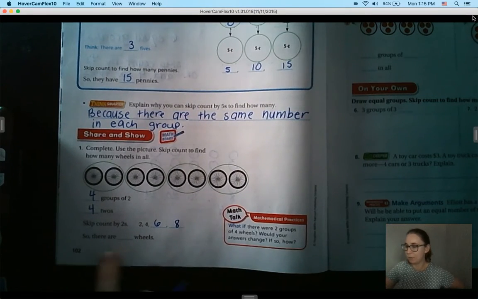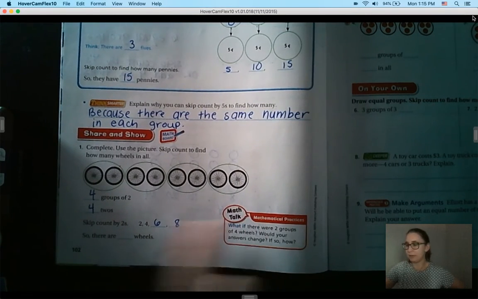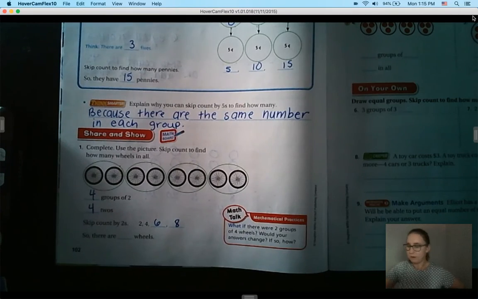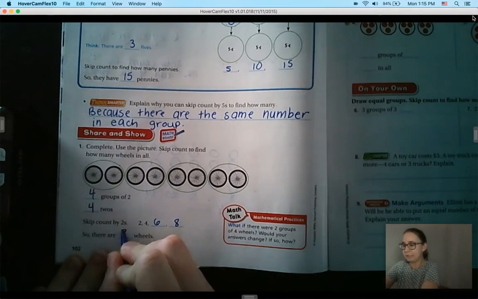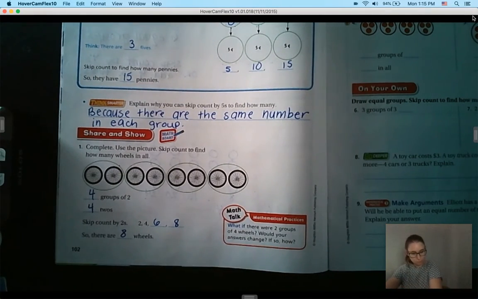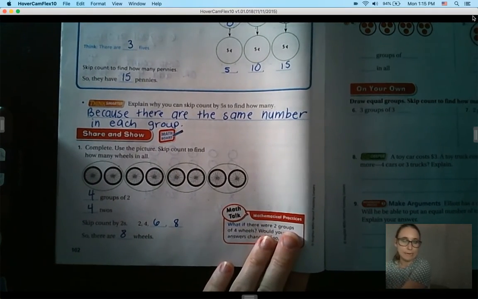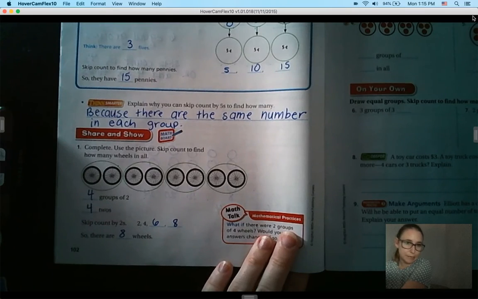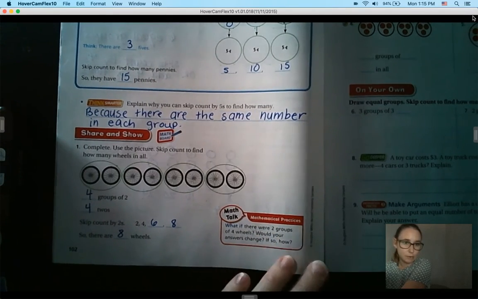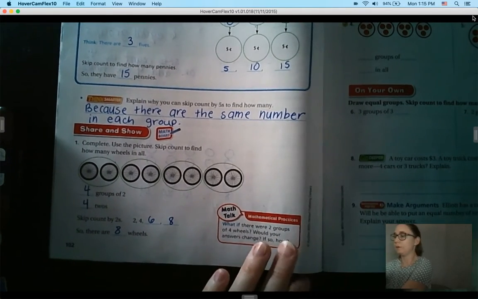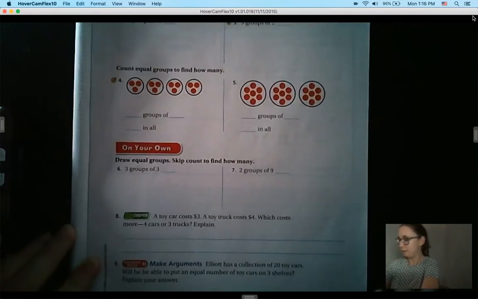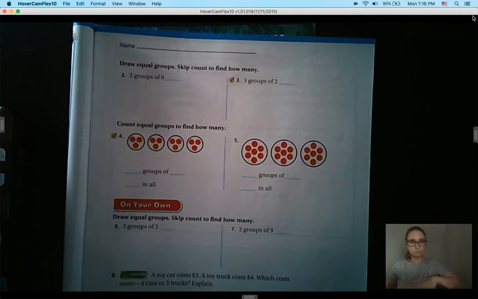Okay, so how many wheels are there? How many do we have all together? You should write 8 wheels. Good job. And at any time, remember, you can pause the video and write down what I write so you can follow along. We're going to move on to page 103, drawing equal groups.